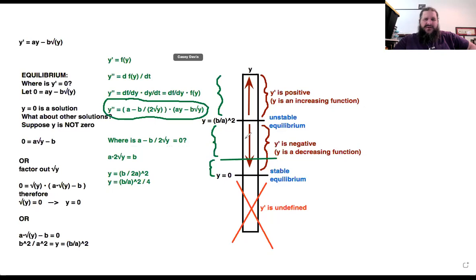That'd be down in this region. Or plug in 2 times (b over a) squared. That'd be in this region. So try plugging in those values and check, do you get a positive number or a negative number? That'll tell you whether these regions are concave up or concave down. And that gives you a better idea of how the graph should be shaped. Any other questions on that?